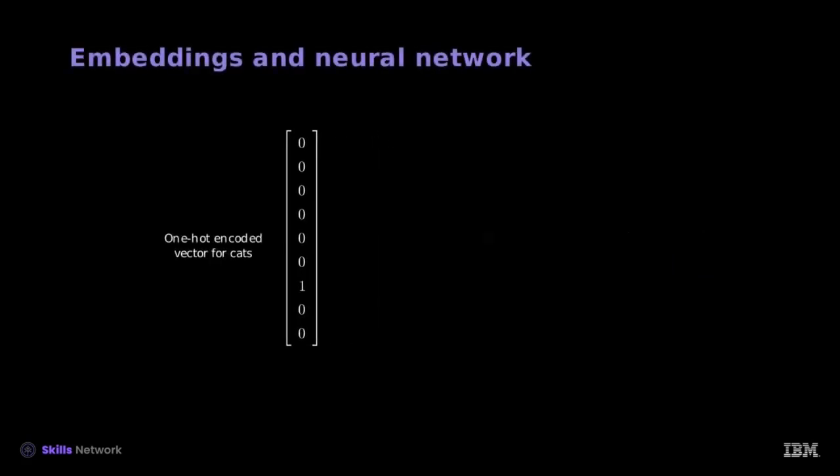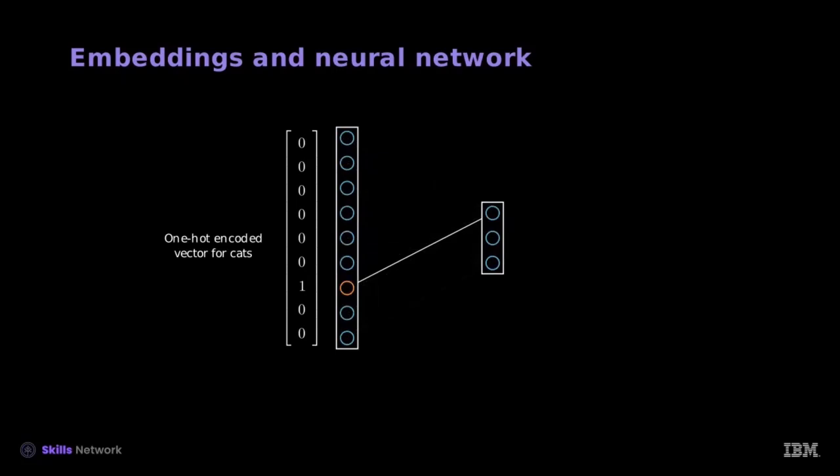Let's look at the hidden layer. When we input the one-hot vector for the word cat, which has zeros everywhere except the 7th position, the activation in the hidden layer corresponds to the parameters of the 7th neuron.